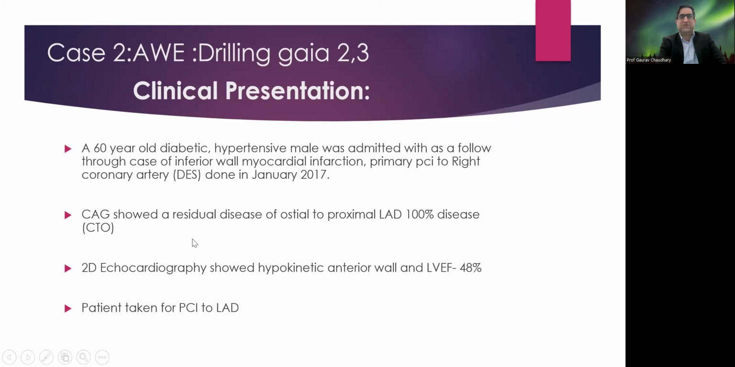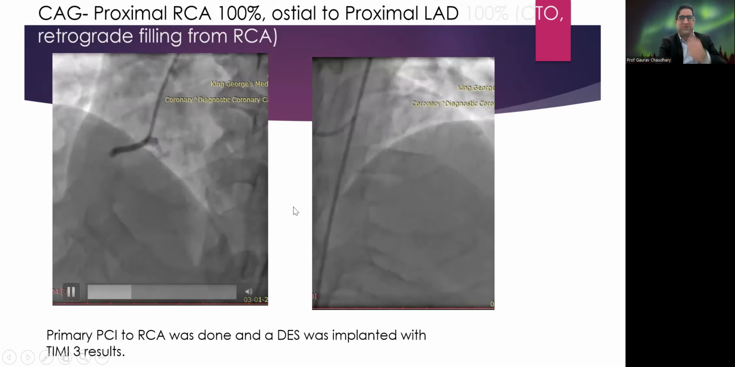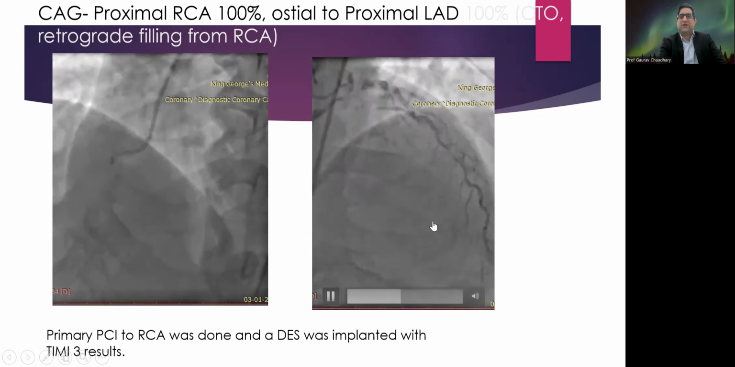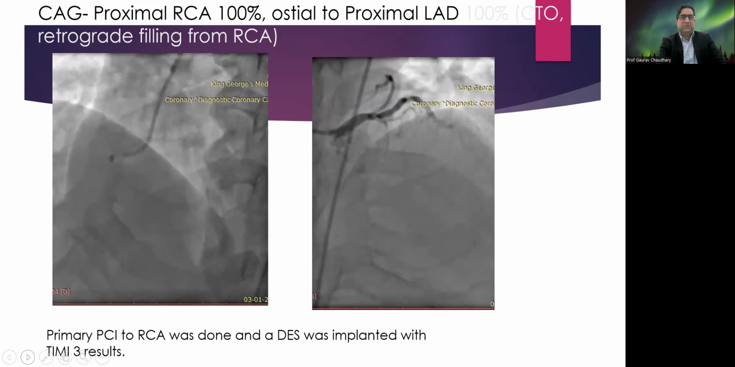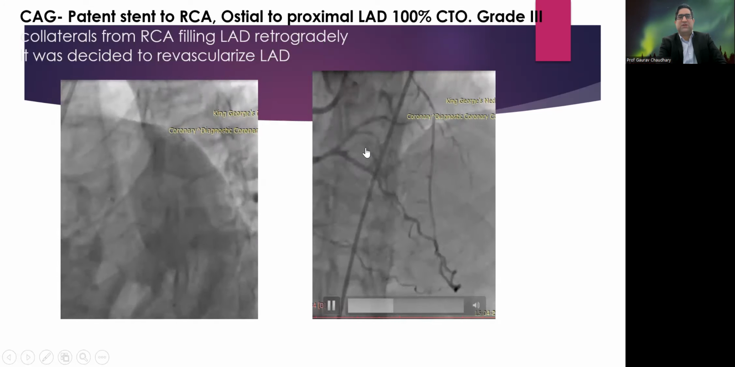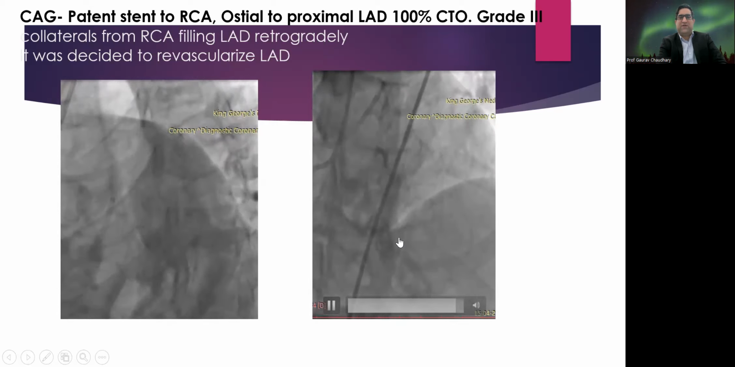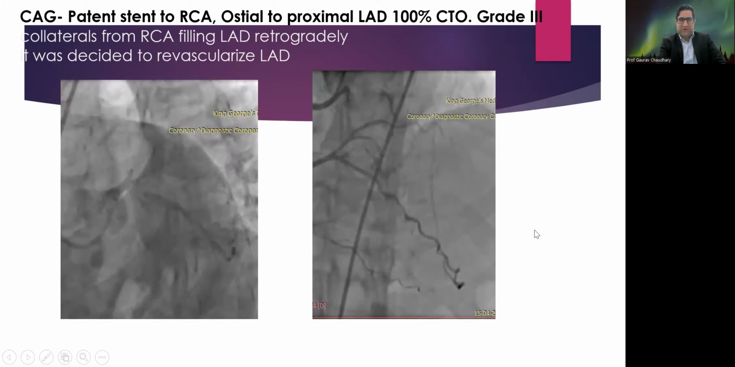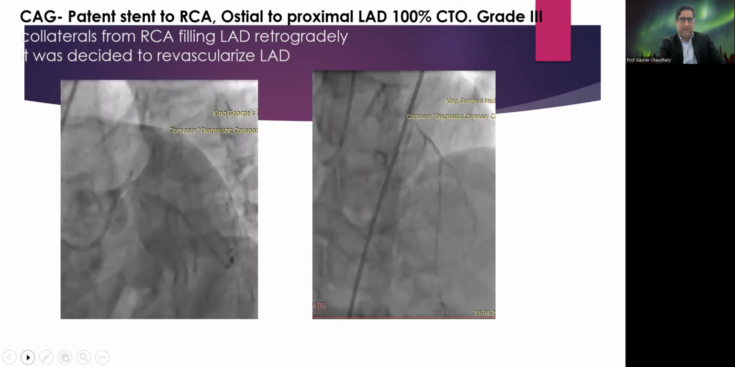This particular 60-year-old gentleman had an inferior MI, for which a primary PCI was done. At that time, it was seen that the patient had a CTO of the LAD. So the RCA was the one that was opened, and from this the LAD CTO segment is seen. Next time, the RCA was open from the time of the primary PCI, and now we have a good collateral filling the LAD, a grade 2 CC collateral, and a good distal vessel can be seen.